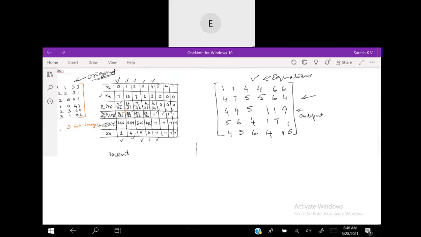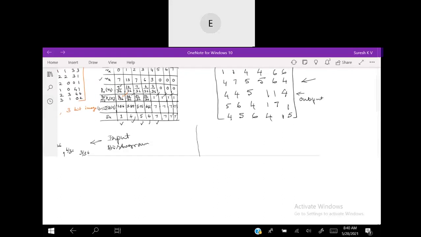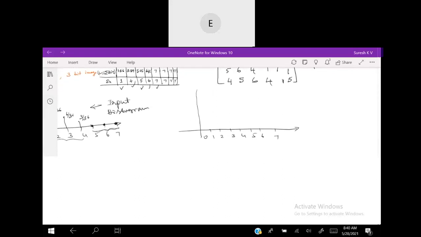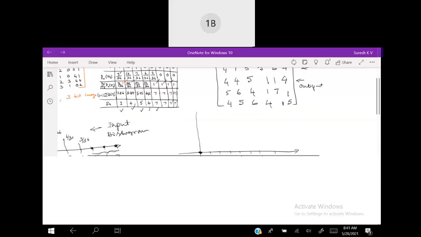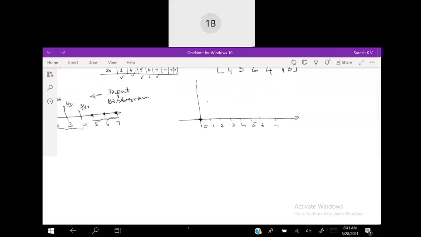Quick. No zeros, correct? Am I correct? Are you with me? Yes. Okay, no zeros are there, so probability of 0 is 0 in the output image. And how many ones are there? Carefully count. 1, 2, 3, 4, 5, 6 ones are there. Correct? 6 or 7? 1, 2, 3, 4, 7. Correct. So 7 ones are there. So probability of 1 is 7 by 36. This is actually probability of s_k.